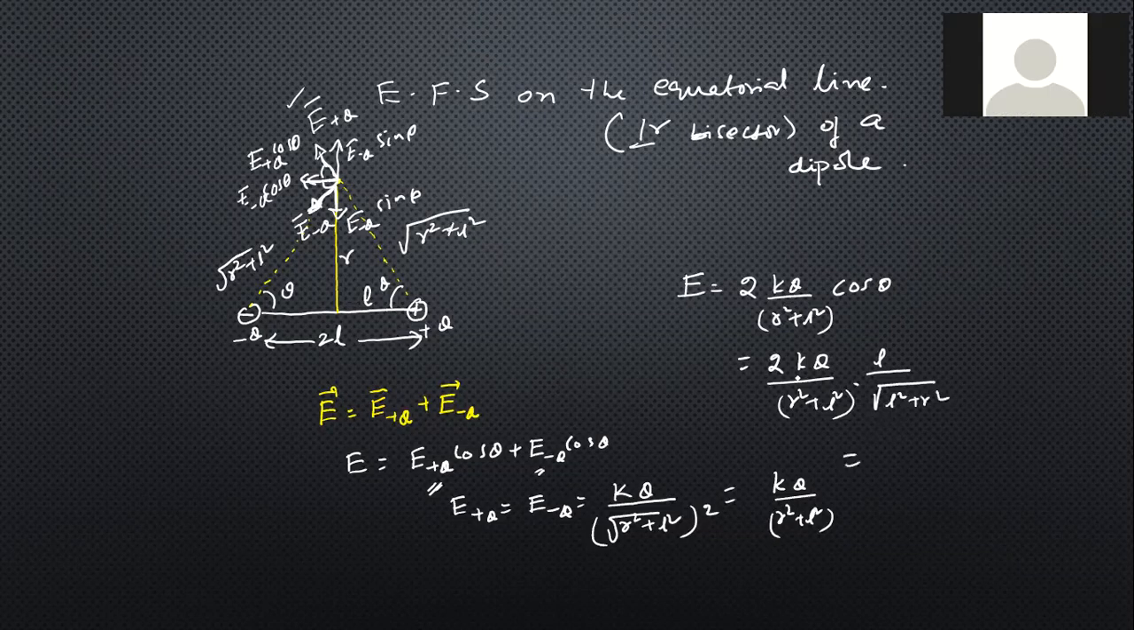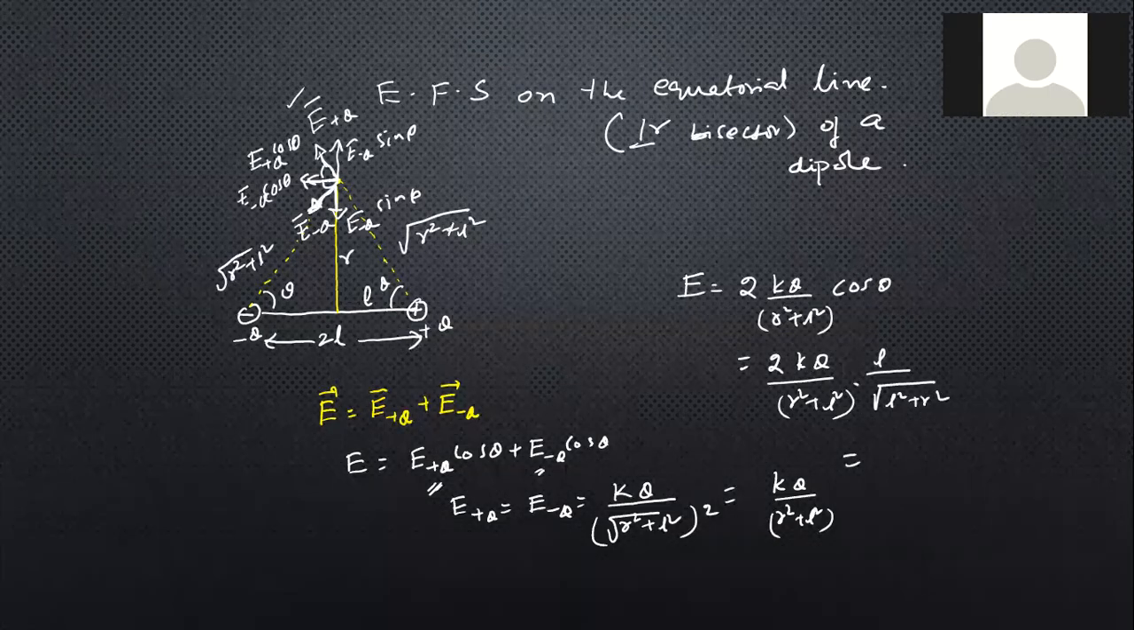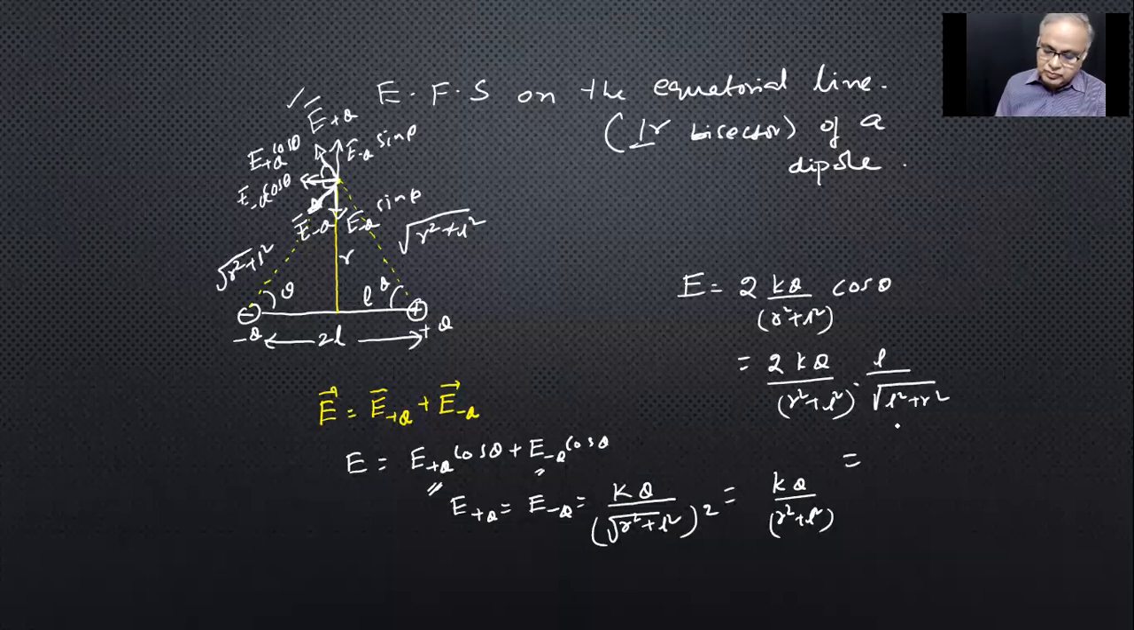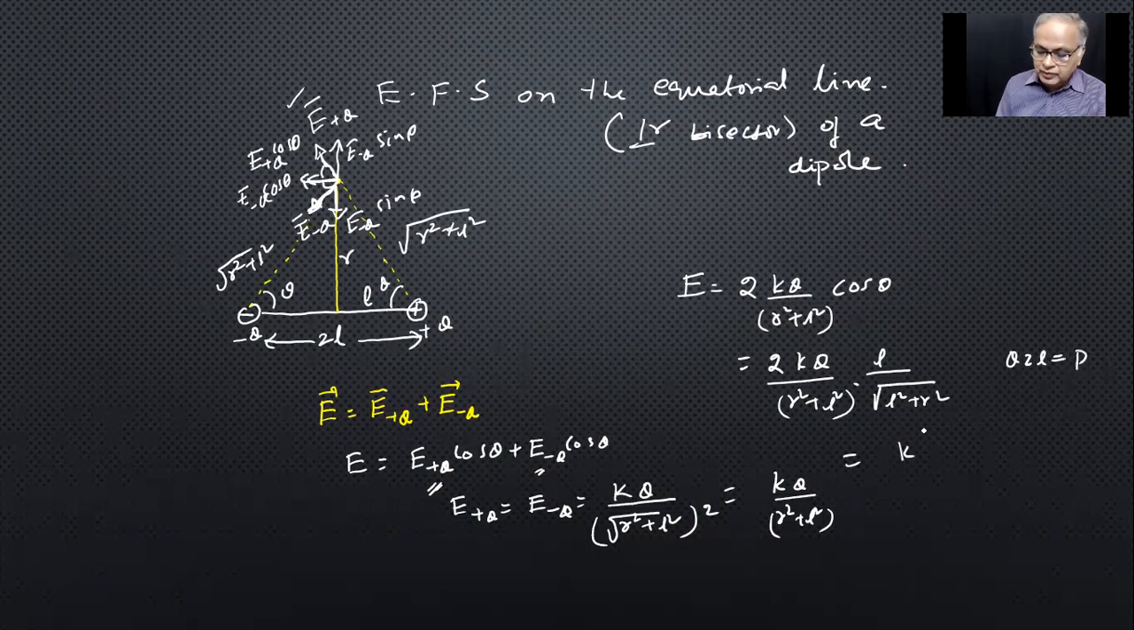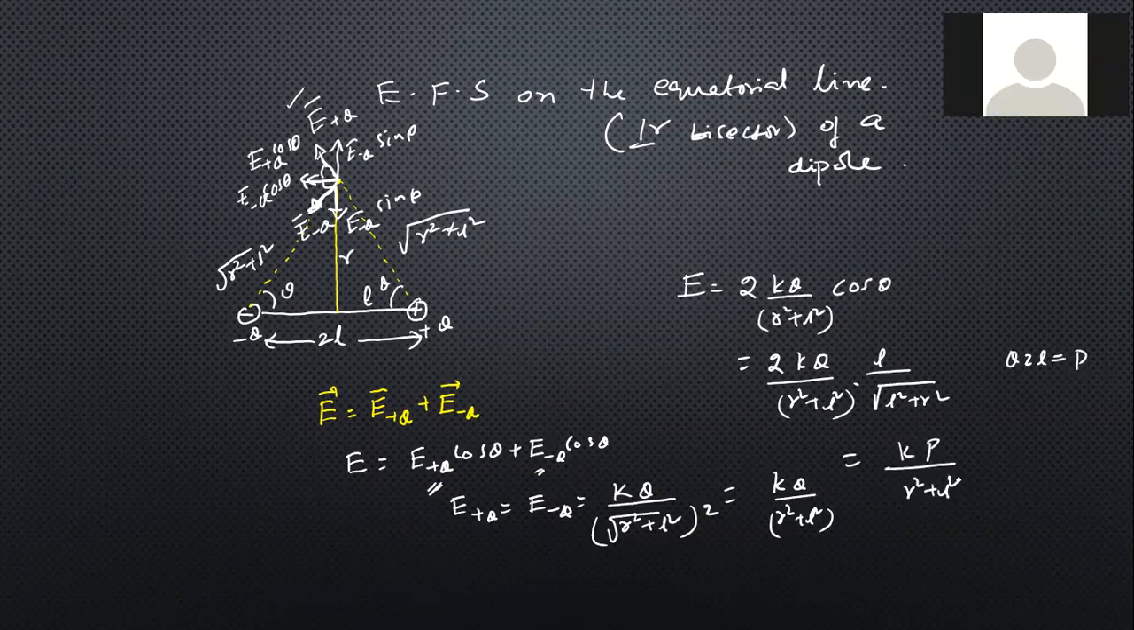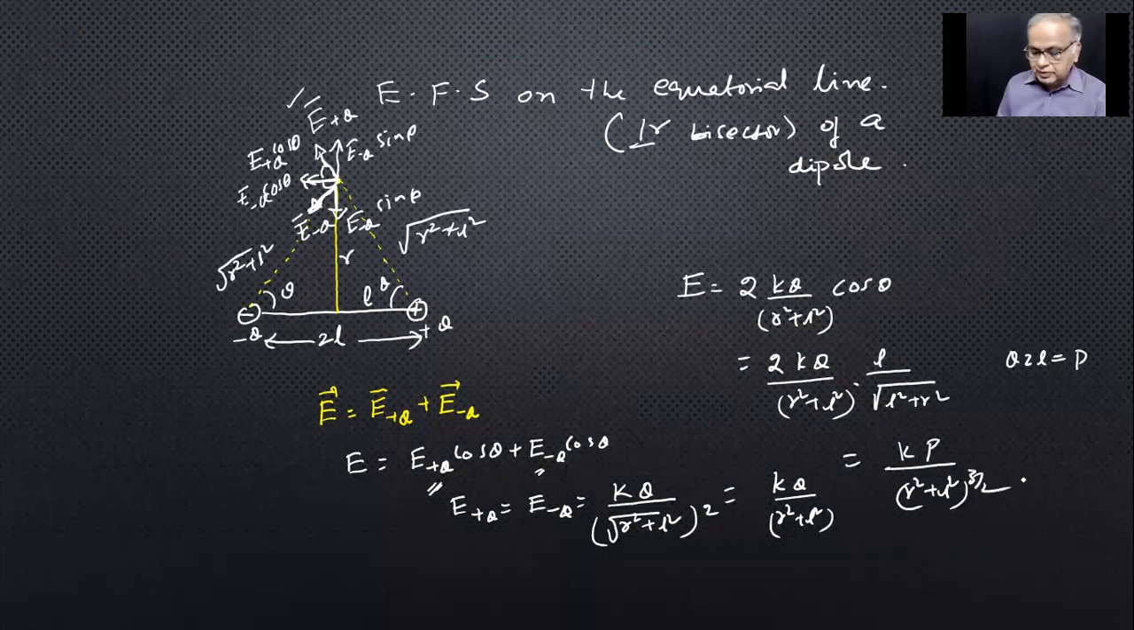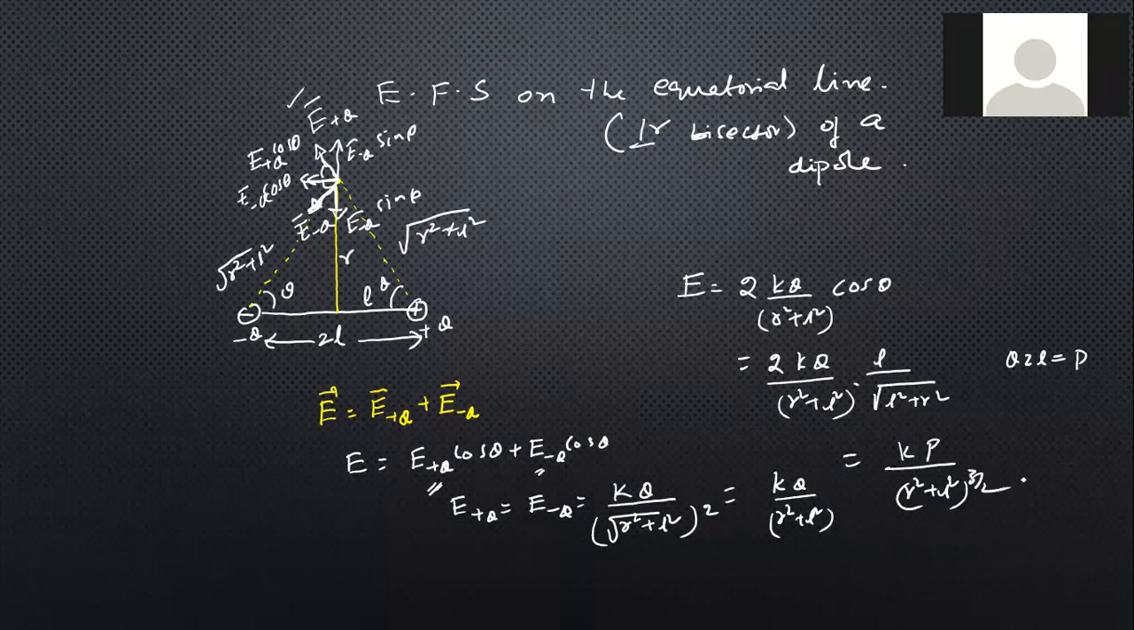So 2kqL, K into q into 2L is what? P, by (r square plus L square) to the power 3 by 2. And the direction of E will be what?